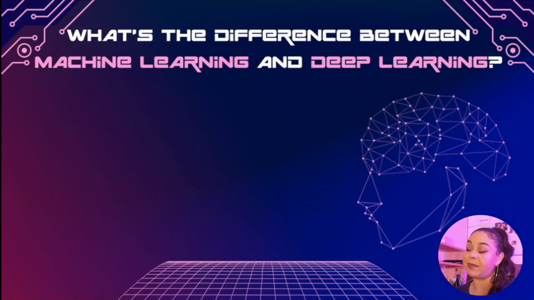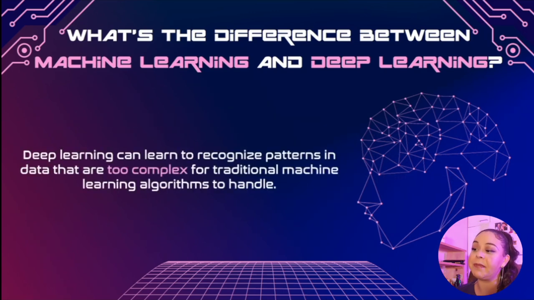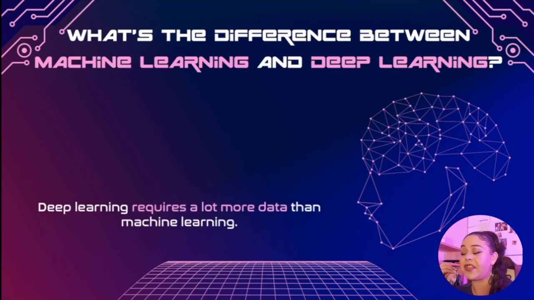So one of the main differences between machine learning and deep learning is that deep learning involves training deep neural networks. This is an essential element. It also means that deep learning can learn to recognize patterns in data that are too complex for traditional machine learning algorithms to handle. And that means that there's a lot more data than machine learning. So it's just able to handle more data, more complex data, and it's essentially trying to replicate what's going on in the human brain, like in our biology, replicating it.